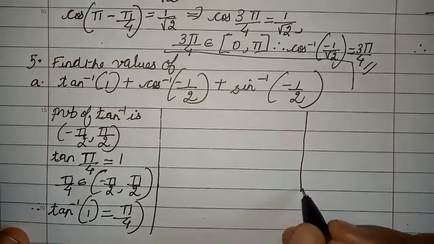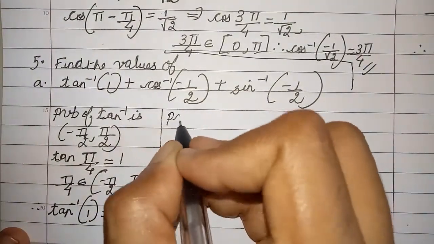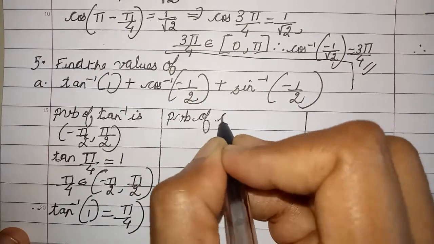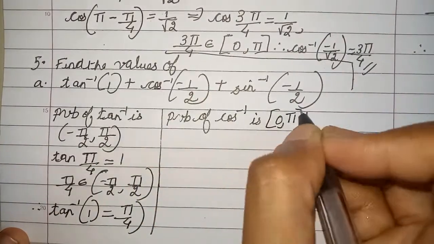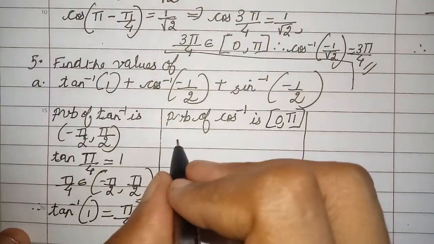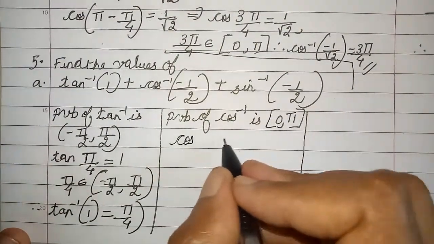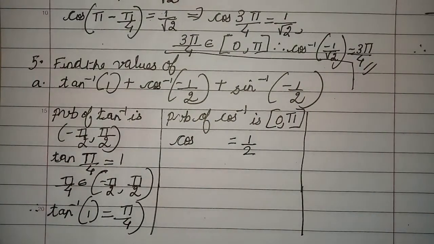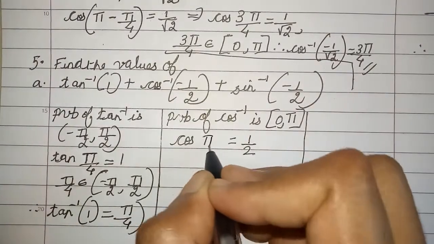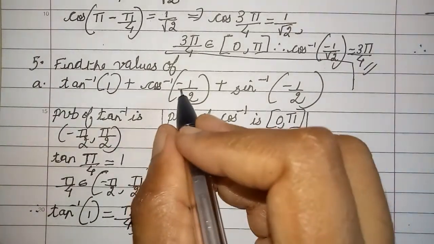Now the next one is cos inverse of minus half. What is the principal value branch of cos inverse? Just now we have seen it is the closed interval 0 to pi. But cos of which angle is half? Come on. Cos 60, right? But I want minus half.